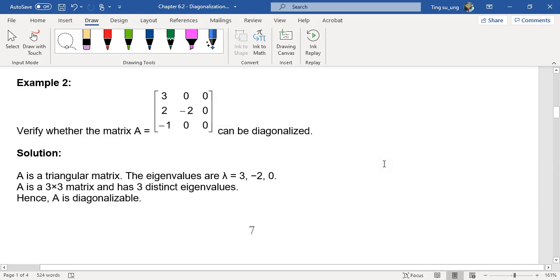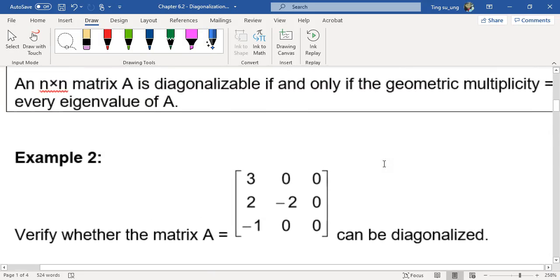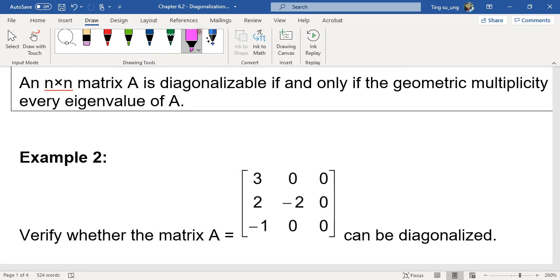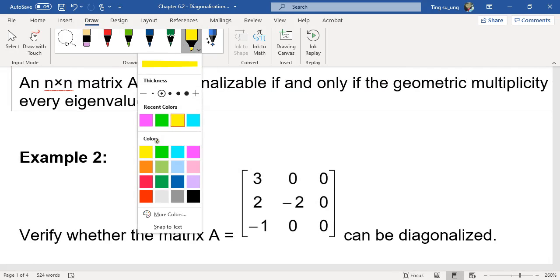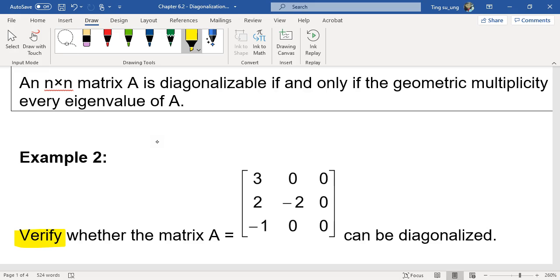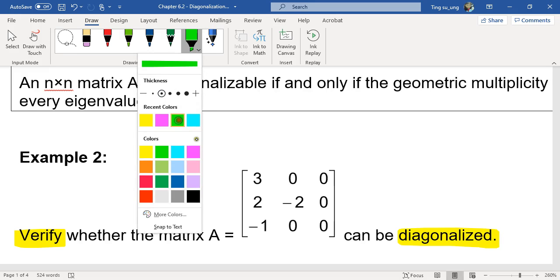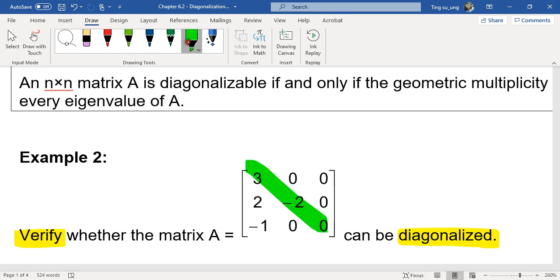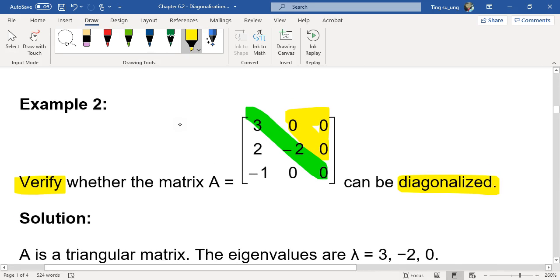Okay, so let's look into this example 2 here. The question says, verify whether A can be diagonalized or not. So you look into this matrix. Obviously you can see that it's actually a lower triangular matrix. Now, if that is a triangular matrix, it means your eigenvalues will be 3, negative 2, and 0.